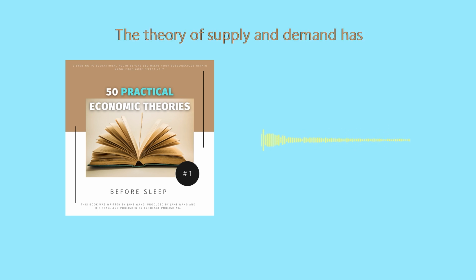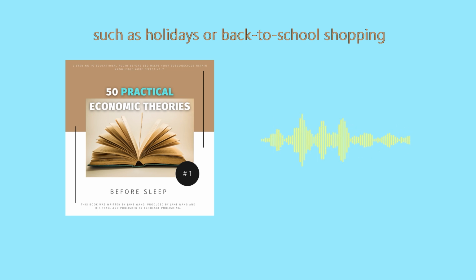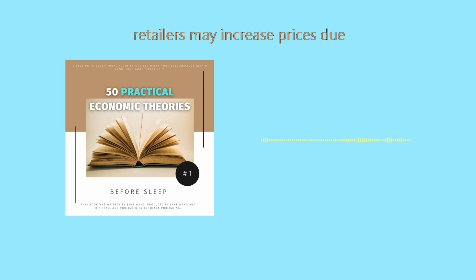The theory of supply and demand has real-world applications that affect daily life, business decisions, and government policies. Businesses often use this theory to set prices for their products during peak seasons, such as holidays or back-to-school shopping. Retailers may increase prices due to higher demand for certain items. Conversely, they may offer discounts during off-peak times to stimulate demand.